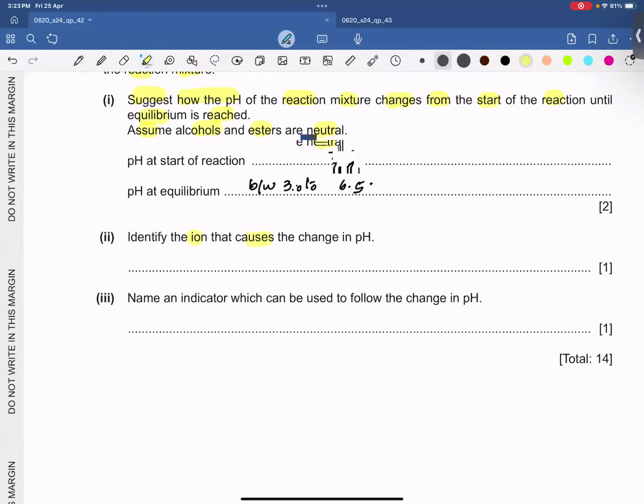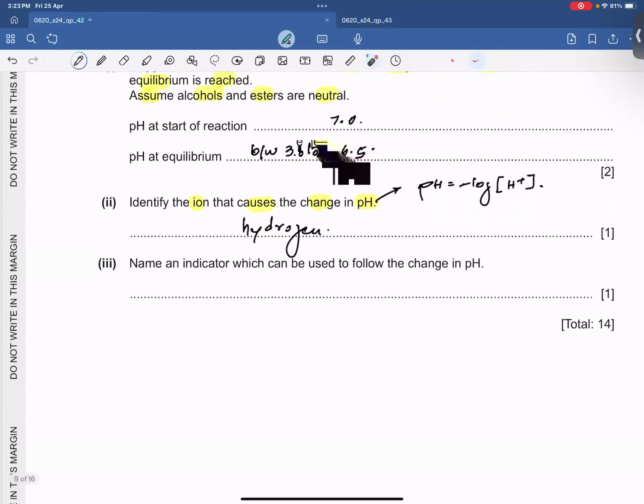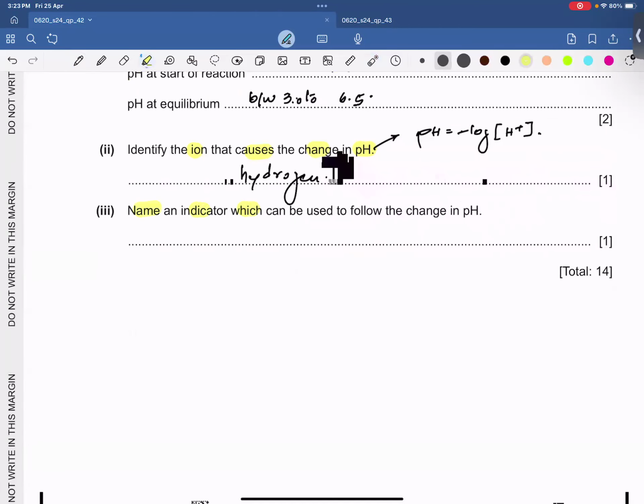Identify the ion that causes the change in the pH. Obviously hydrogen ion, because pH directly depends on the concentration of hydrogen ion. I've told you in the class, I've given you the calculation stuff. That was the formula I used to determine pH, right? Name an indicator which can be used to follow the change in pH. Obviously universal indicator.